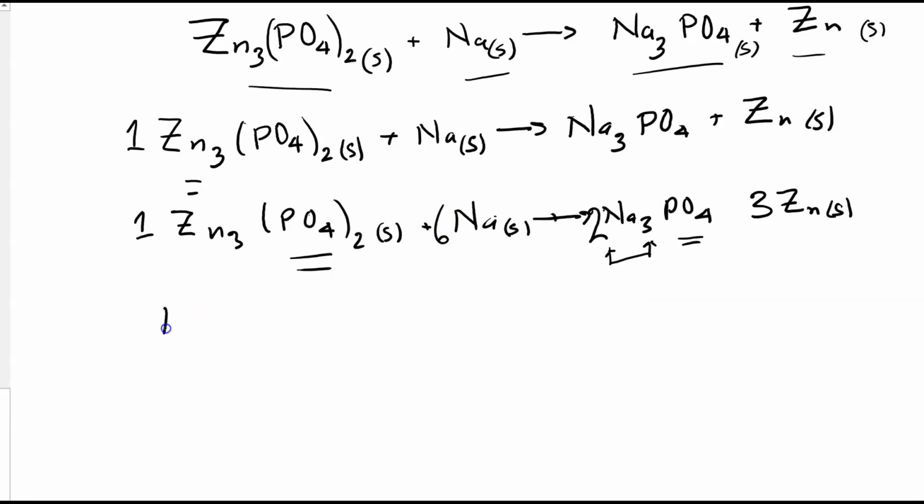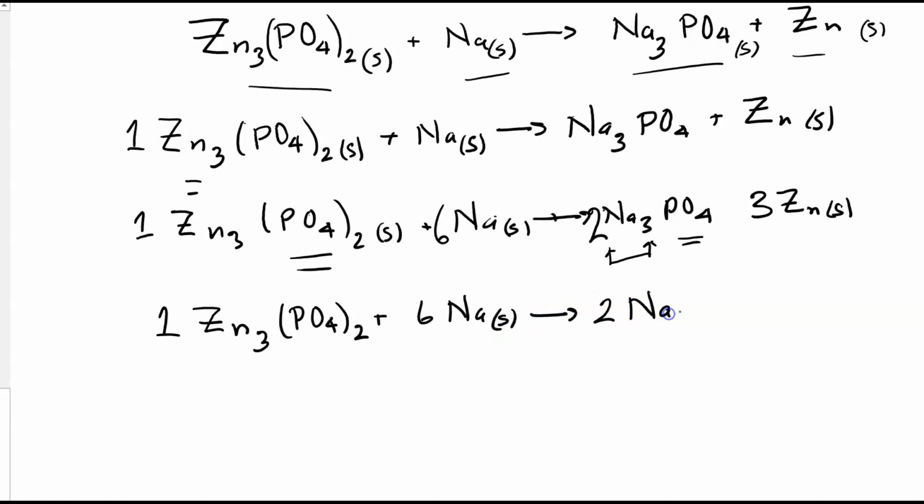So let's rewrite it once just to make sure it's clarified. So we have zinc phosphate plus 6 sodium yields 2 sodium phosphate plus 3 moles of zinc metal. And again, we have a balanced equation.